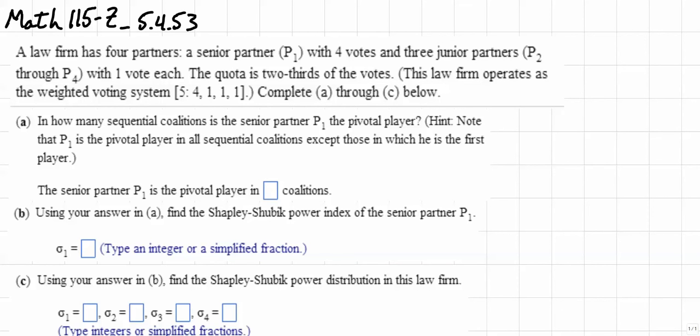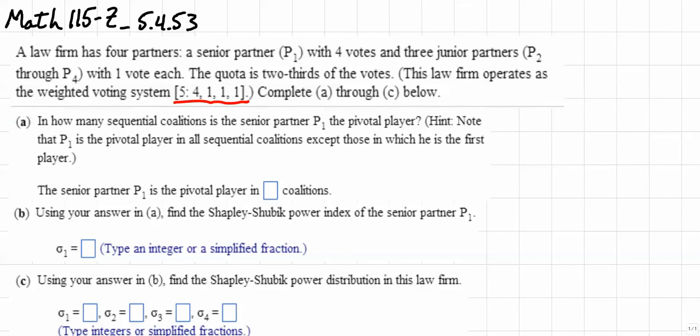A law firm has 4 partners: a senior partner, P sub 1 with 4 votes, and 3 junior partners, P sub 2 through P sub 4, with 1 vote each. The quota is 2/3 of the votes. This law firm operates as the weighted voting system [5:4,1,1,1]. Complete A through C below.